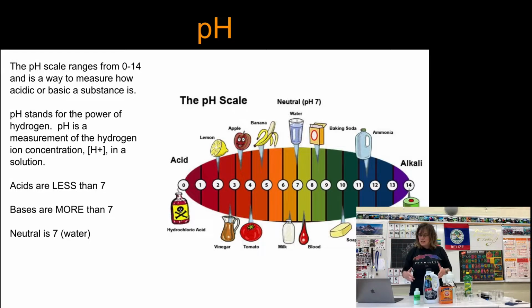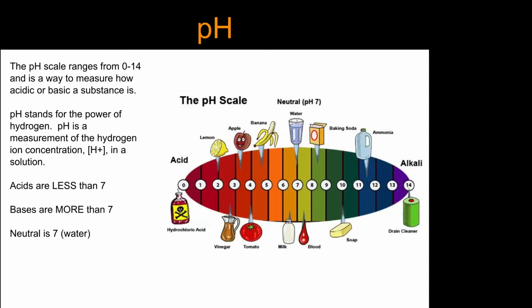And bases are more than 7. So we're talking like 7.1 all the way to 8, 9, 10, 11, 12, 13, 14. That's a base, all right? Neutral is always 7, and we basically key that in with water. Water is neutral. Water is 7. It has a pH of 7. It doesn't hurt you or harm you. It's not basic. It's not acidic. It's just right in the middle.